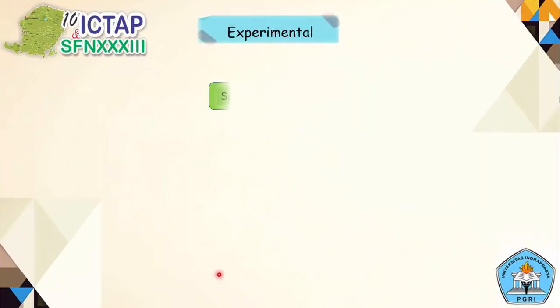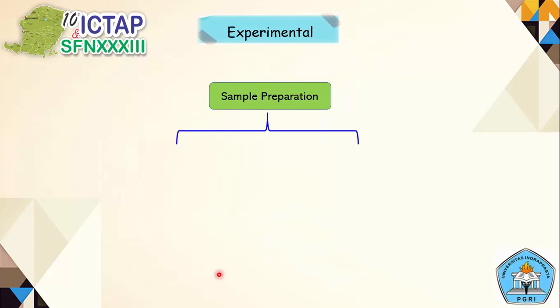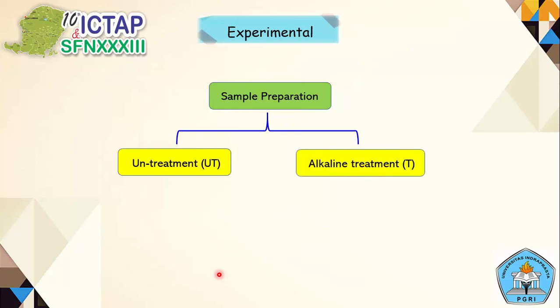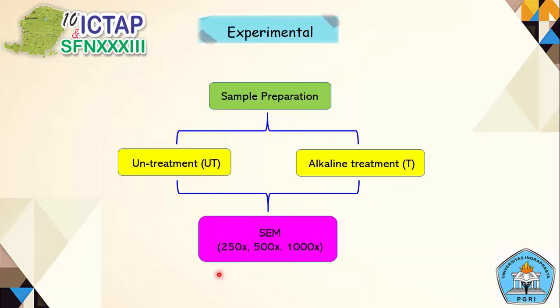In this experiment, the sample was divided into two types, namely the normal sample as a control without being given any treatment, which we call the untreated sample. Then the second, the sample soaked in alkaline, called the alkaline treatment sample. The parameter observed was the surface morphology of the fiber, which was analyzed by using SEM at magnifications of 250 times, 500 times, and 1000 times.